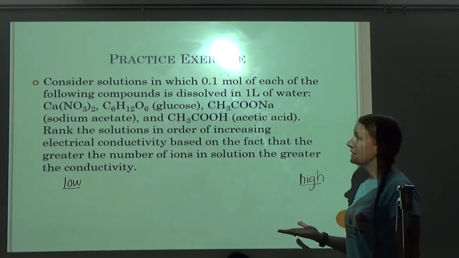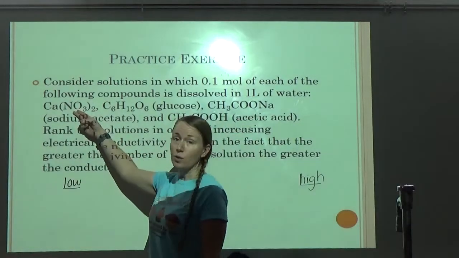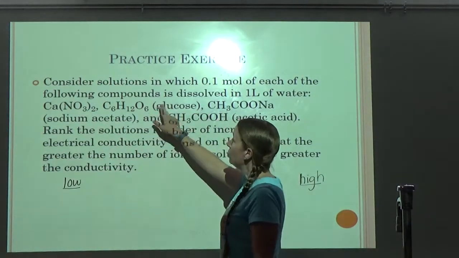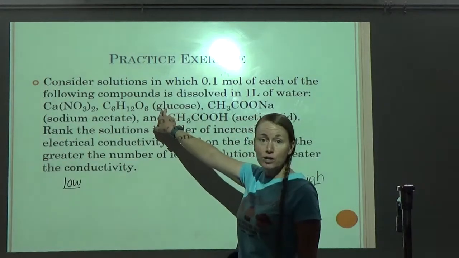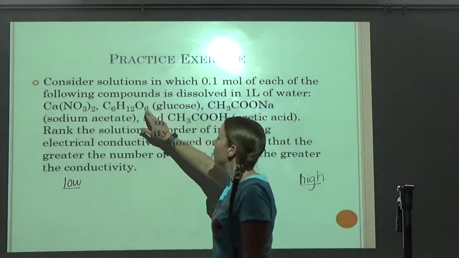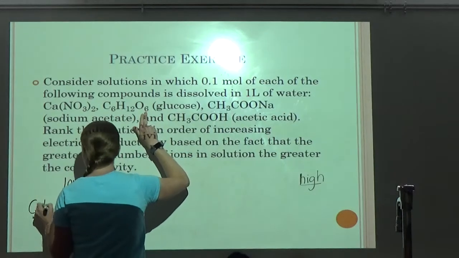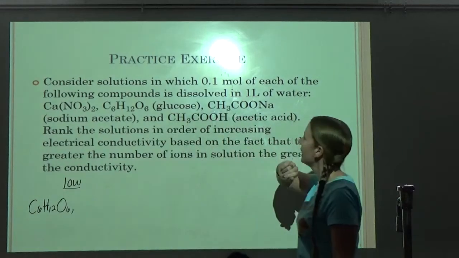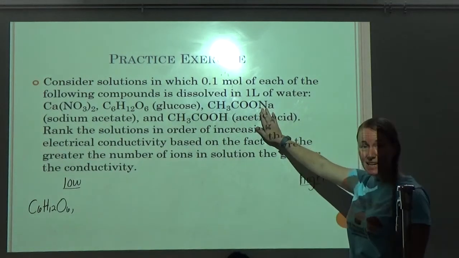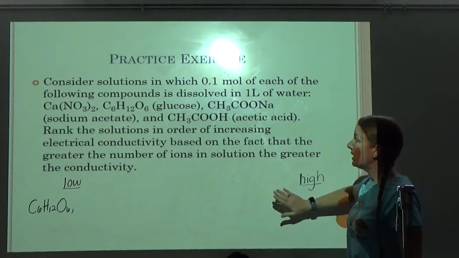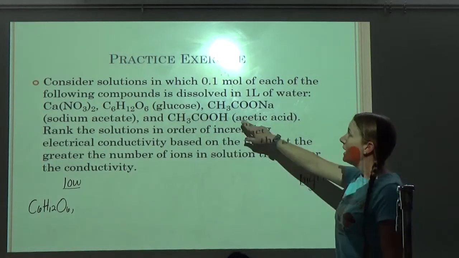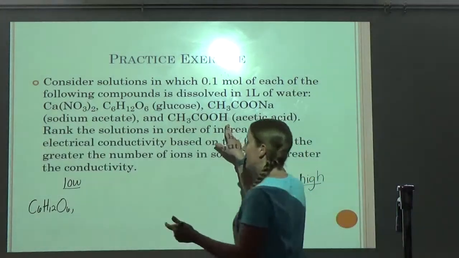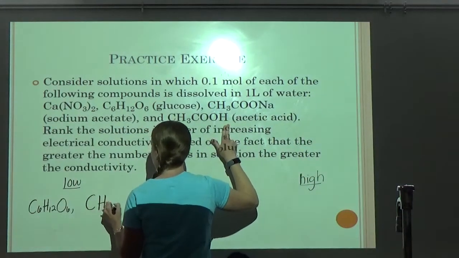Well, first, I can see this is ionic. It's going to break up into ions, so this is probably going to be closer to my high. Glucose is molecular. It's not going to break up into any ions, so it would have the lowest conductivity. Okay, it's also not a weak acid, weak base, anything like that. All right, I have sodium acetate. That's ionic, so it's going to break up into ions. That would be on my higher side. And then I have acetic acid. Remember, some of this will break up, but not much because it's a weak acid, so that would be my next one.